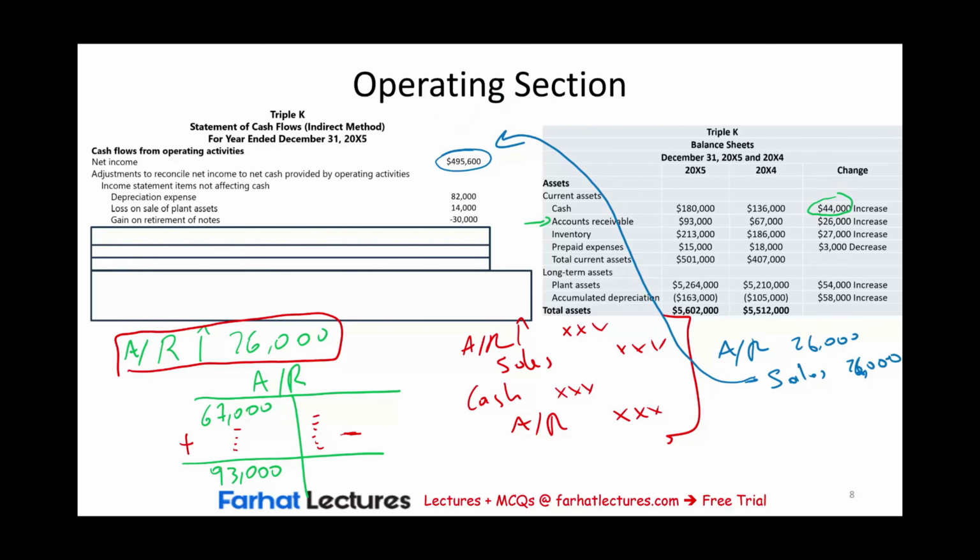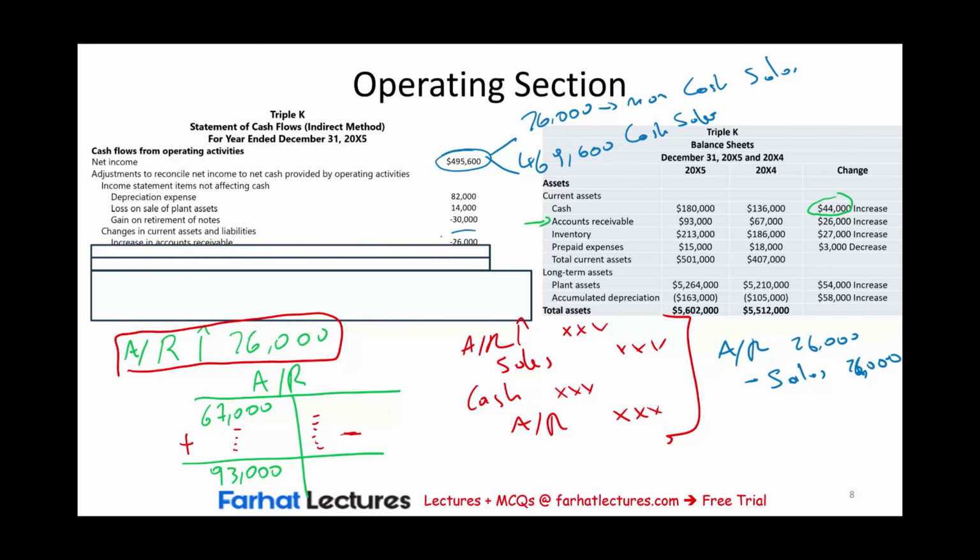It means of this amount of the 495,600, let me get my calculator here, 26,000 of this amount is non-cash sales. How did I figure it out? From my account receivable. And obviously the difference is 469,600. This is my cash sales. What does that mean? It means I have to deduct 26,000 from my net income.